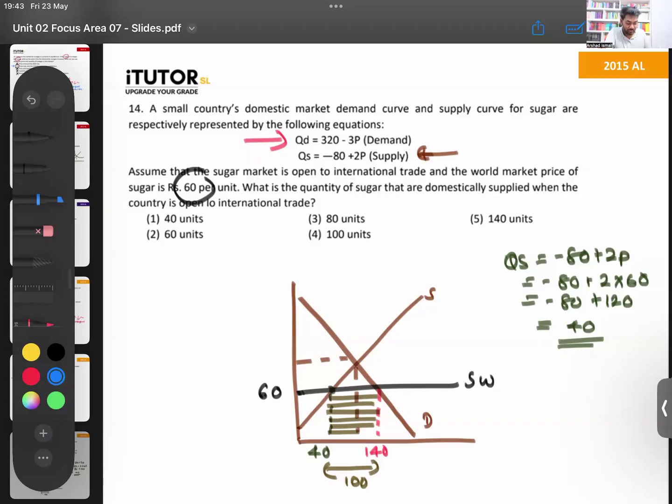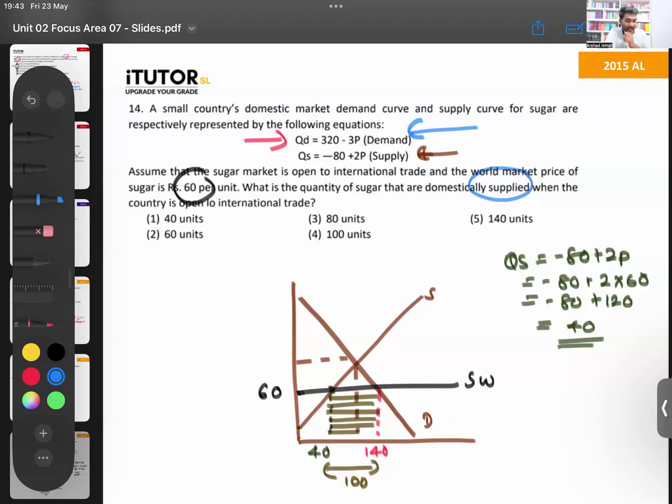How did I know to use the supply equation? Because the question is saying what is the quantity of sugar that is domestically supplied. They're asking you how much is the domestic supply at price 60. How 140, Lama? I substitute 60 into the demand equation. The price is not 80. Domestic price is not 80. The price is 60. Excess demand is imported. Yes.